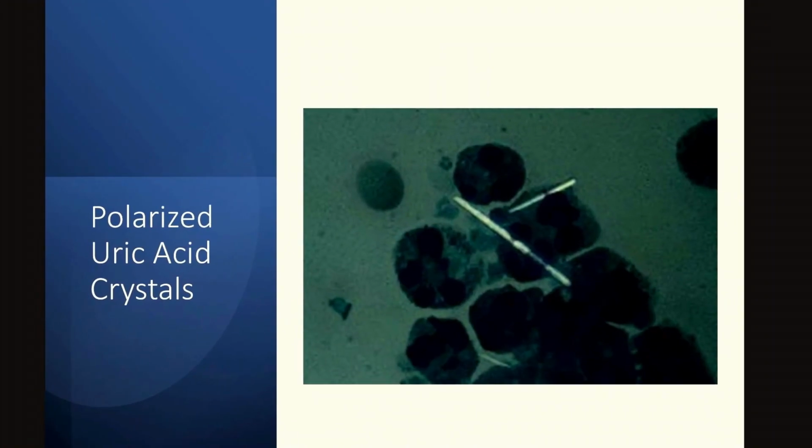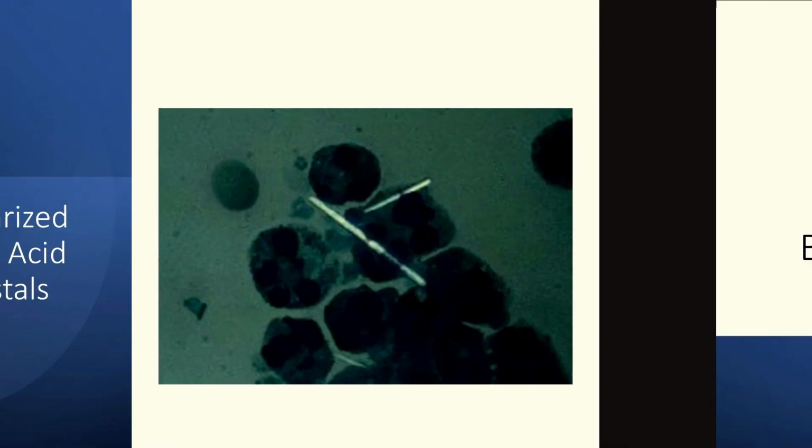And this is, again, a polarized uric acid crystal. Again, there are different ways to look at these things under a microscope. Understand uric acid, the birefringent monosodium urate crystals.